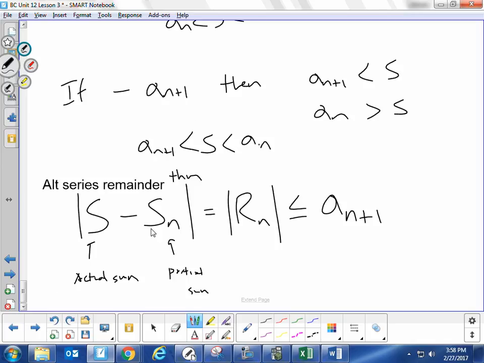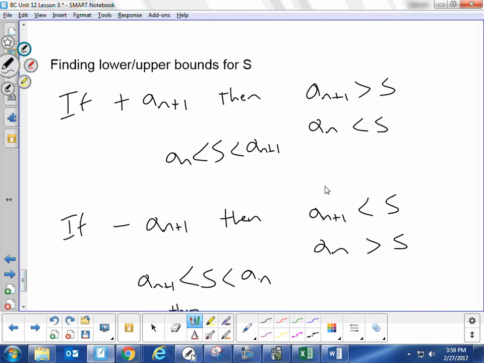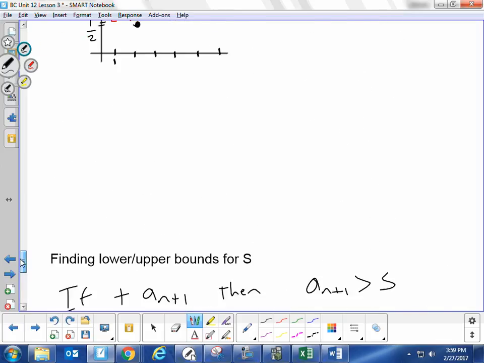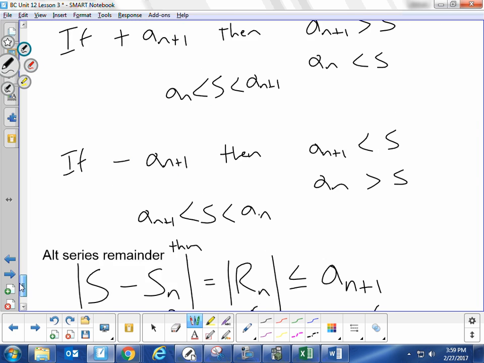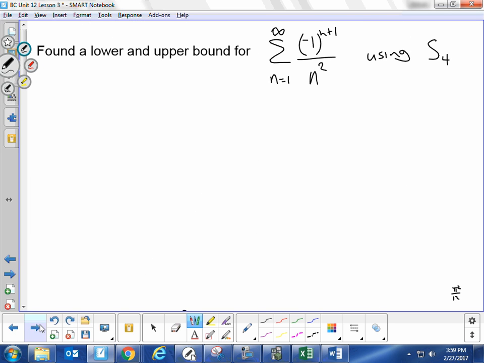Okay? That's the remainder, and this is the next term. I don't like to use this that often. I find it confusing. I like to set bounds, and as long as you understand the bounds, and as long as you understand this picture about how you're popping up and over your actual sum with your partial sums, you will be able to understand any question thrown at you in terms of these remainders.